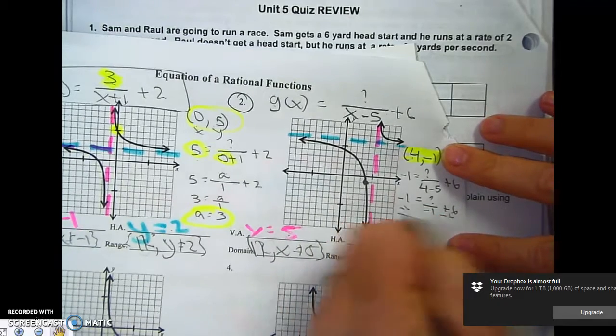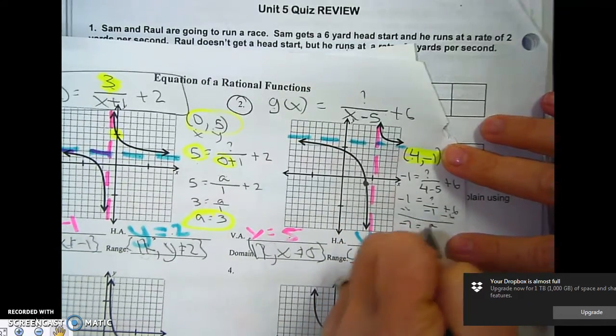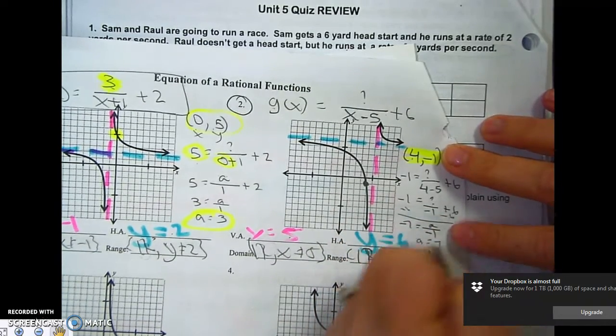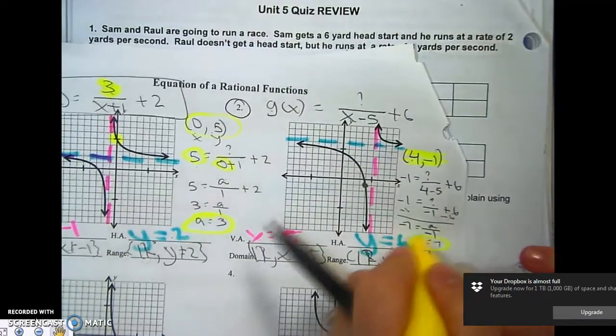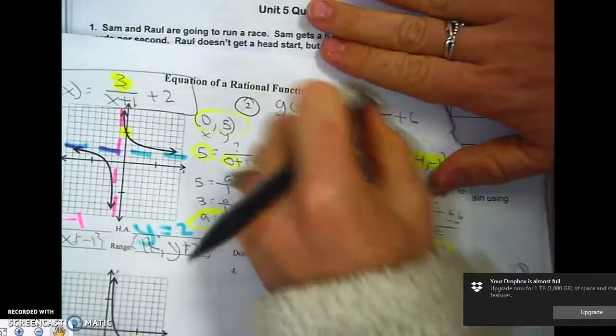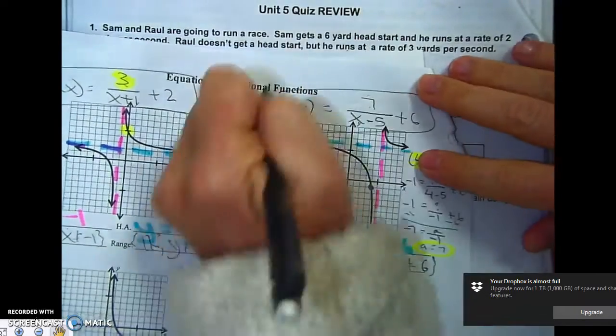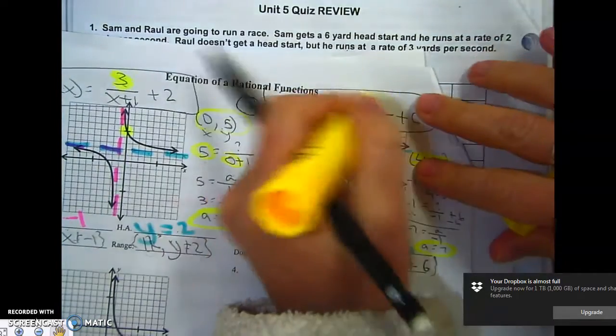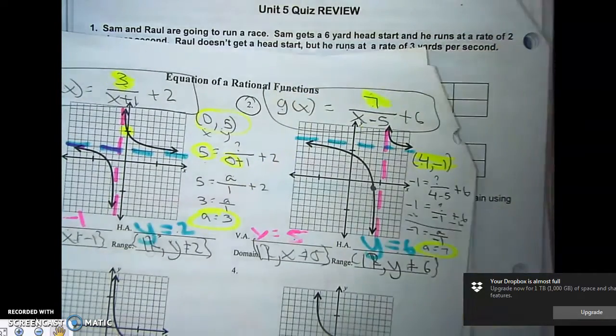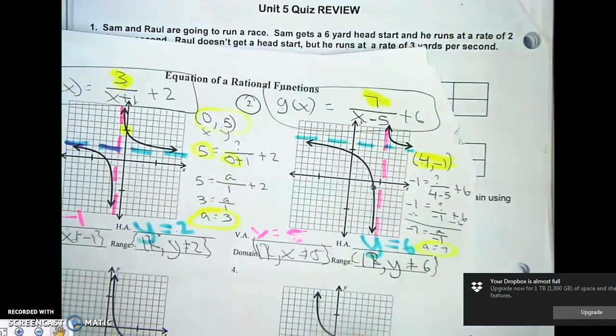Subtract 6 from both sides. -7 equals, I'll call it a over -1. A equals 7. Now that I have my a, boom, there's my equation. Okay? I'll do one more to make sure we're good to go.